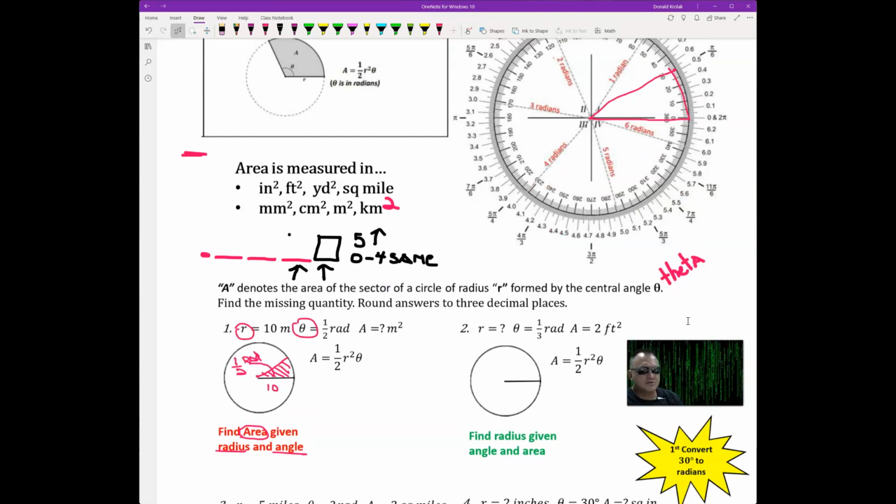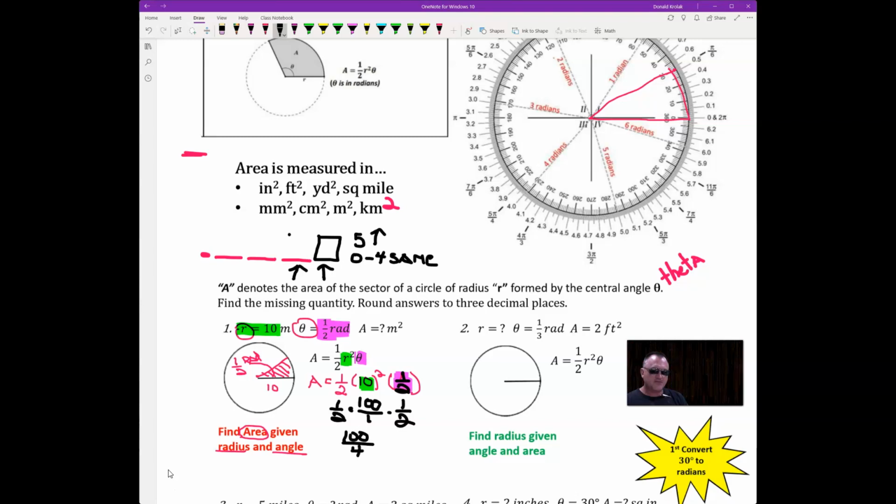So we substitute into the formula, and now I just do the math. I'm going to do my exponent first, 10 squared. So I've got 1/2 times 10 squared, that's 100. I'm going to turn it into a fraction so I can multiply all these out, and now I end up with 100 divided by 4, so this is going to be 25.